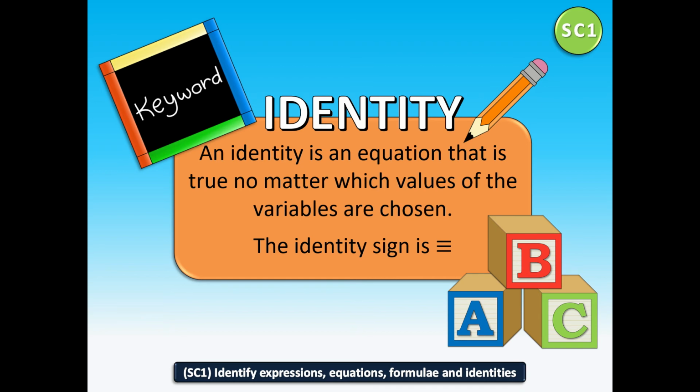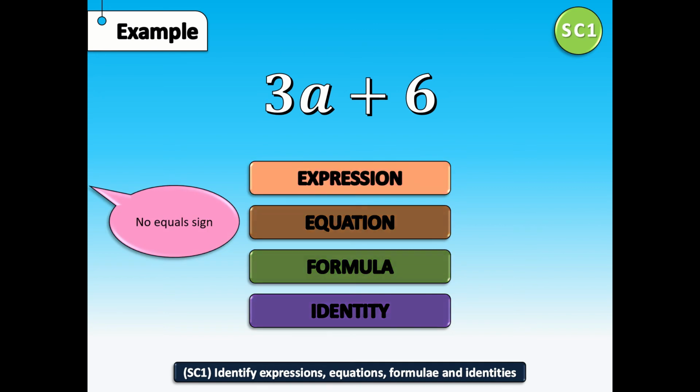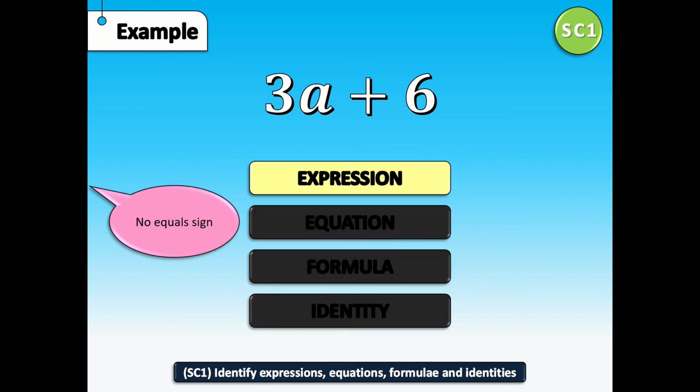An identity is an equation that is true no matter which values of the variables are chosen, and the identity sign looks like an equal sign, but it's got 3 lines. So 3a plus 6 has no equal sign, therefore it's an expression.